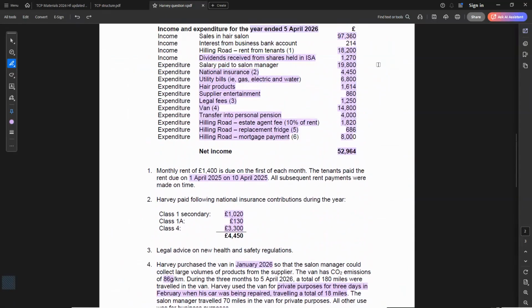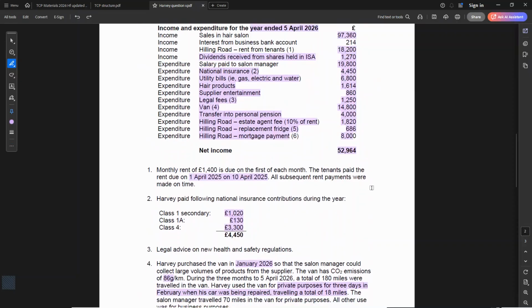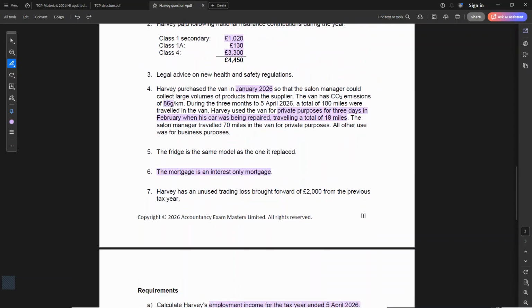So if we go back to the question, we've now looked at all aspects of the income and expenditure, and we've looked at the notes associated with these, and we have one final note we haven't taken into account yet. So Harvey has an unused trading loss brought forward of £2,000 from the previous tax year.